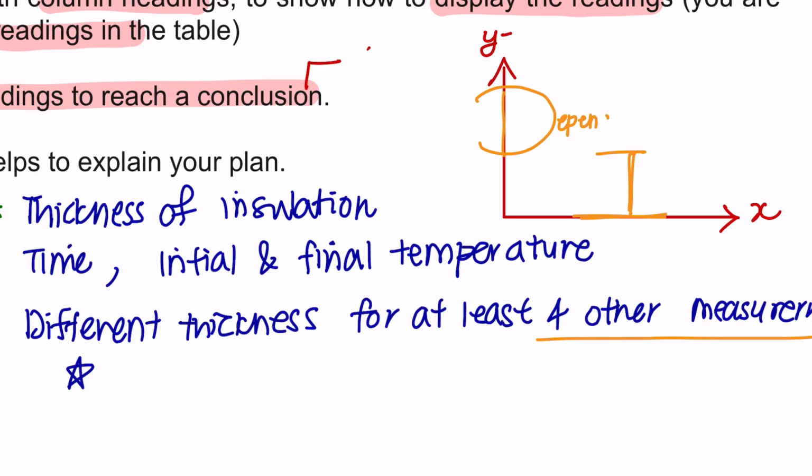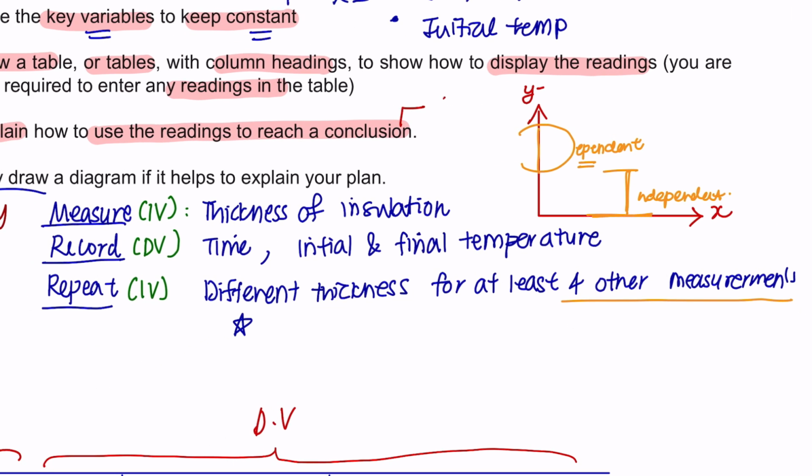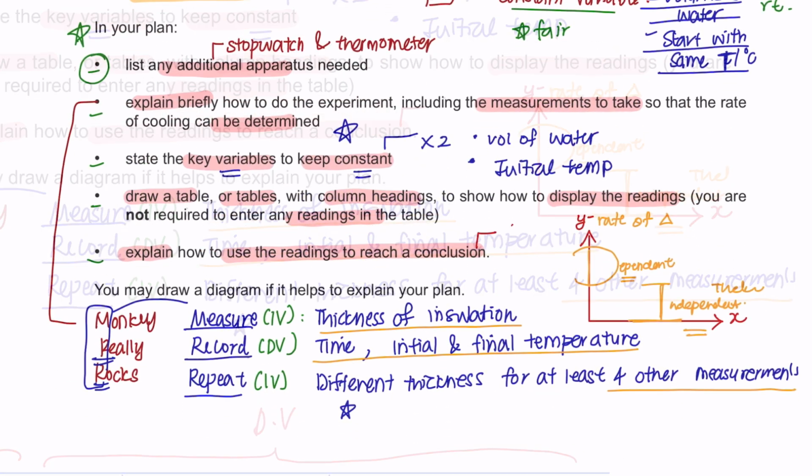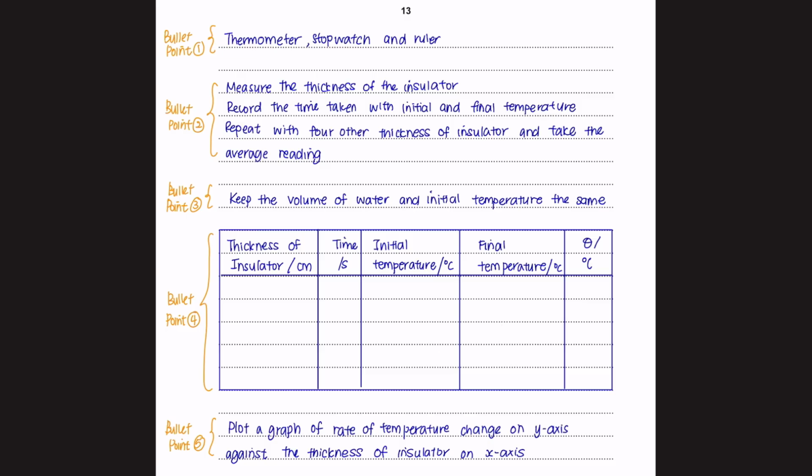So now I know that on the y it will be dependent, and on the x it will be independent variable. What goes on y-axis in this experiment is the rate of temperature change, and the independent variable is the thickness of the insulator. And now we're going to write all these bullet points into the answer space given in your paper.